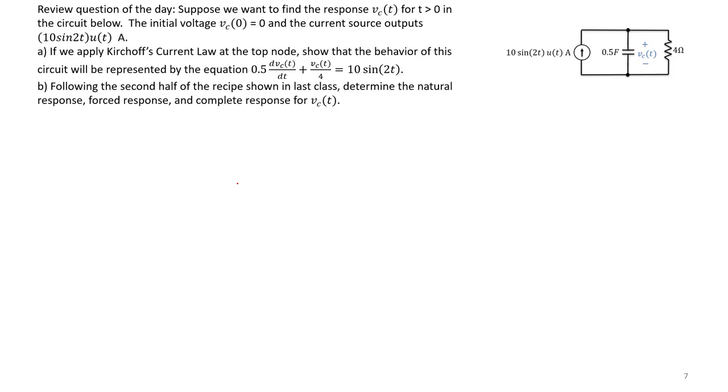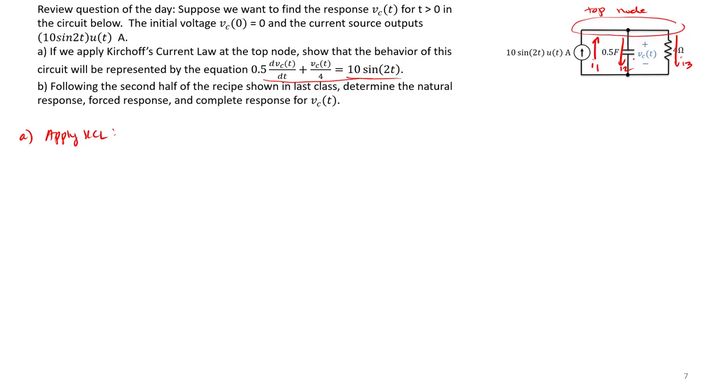We are told if we apply Kirchhoff's current law at the top node, show that the behavior of this circuit will be represented by 0.5 dVc dt plus Vc over 4 equals 10 sine 2t. Let's go ahead and apply Kirchhoff's current law. I'm just going to label my currents so that I have our source current I1 entering the top node, and I'm going to assume that I2 and I3 are leaving the top node. Again, you can assume whatever directions you want as long as you are consistent with your sign conventions.